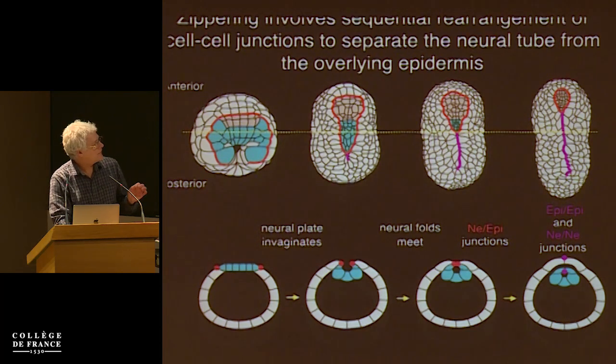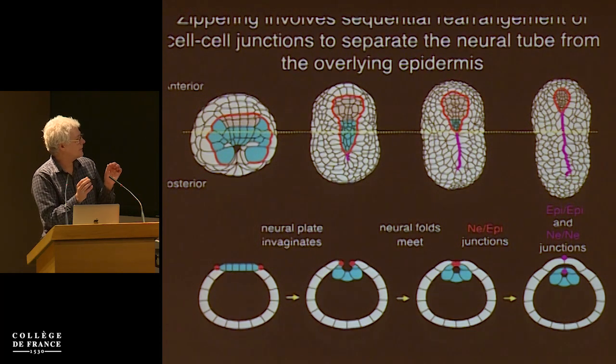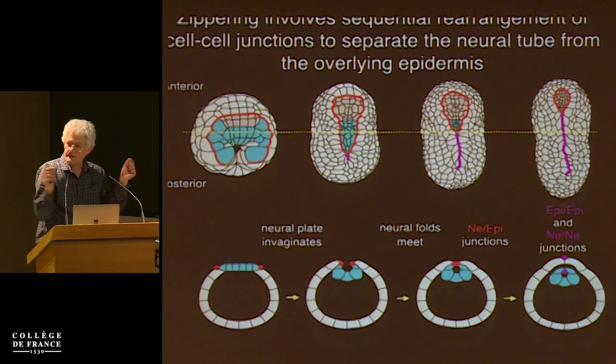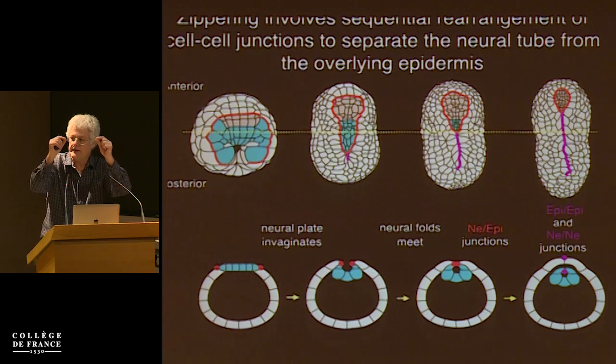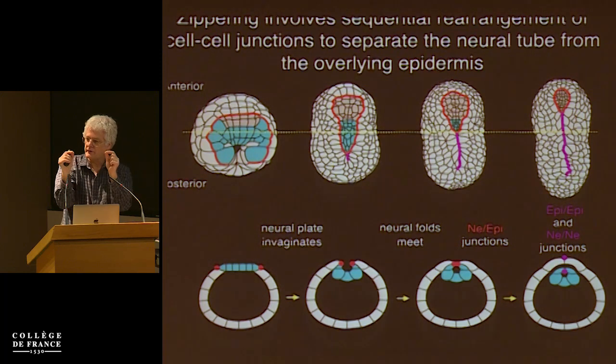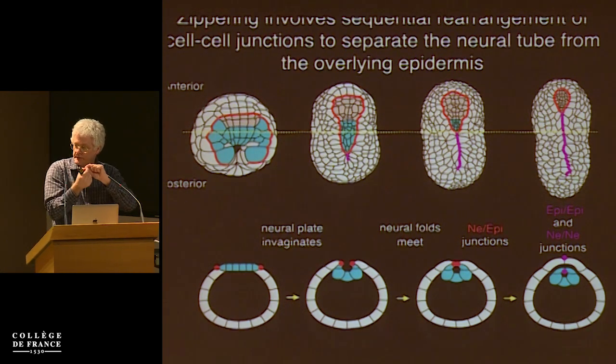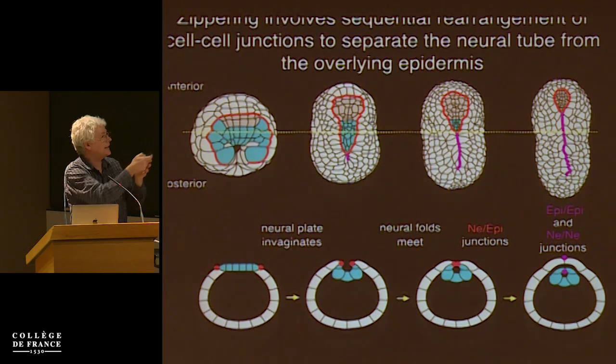Okay, so we can think about this process of zippering and neural tube closure in quite simple terms. At the edge of the neural plate, neural cells make contact with lateral epidermal cells. And as the plate invaginates and quartets of cells come together, they have to undergo a process of junctional exchange in which neural and epidermal cells let go of one another and make new contacts, neural to neural and epidermal to epidermal, which separate the neural tube from the overlying epidermis. And it's that process of local junctional exchange, which is propagating across the embryo from posterior to anterior, which we refer to as zippering. Okay?